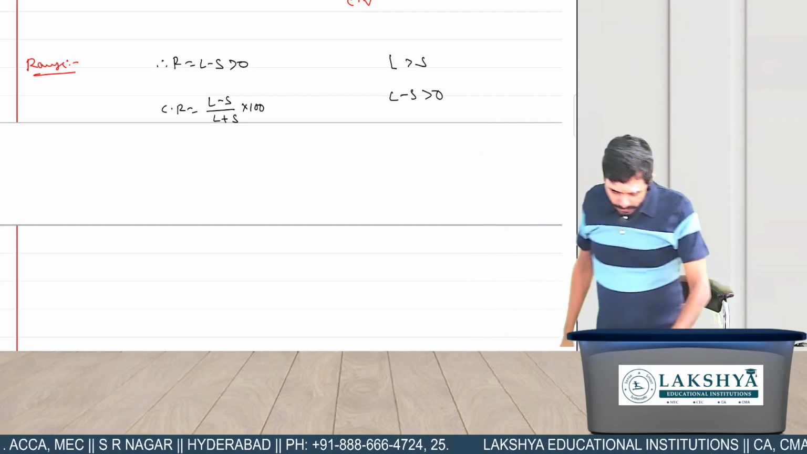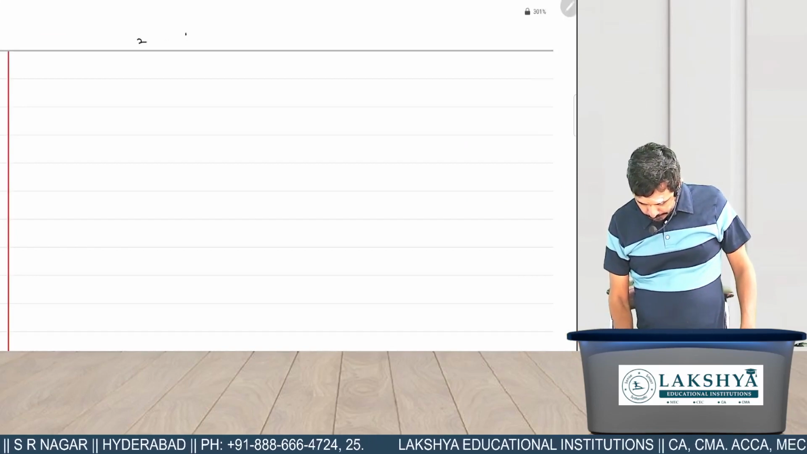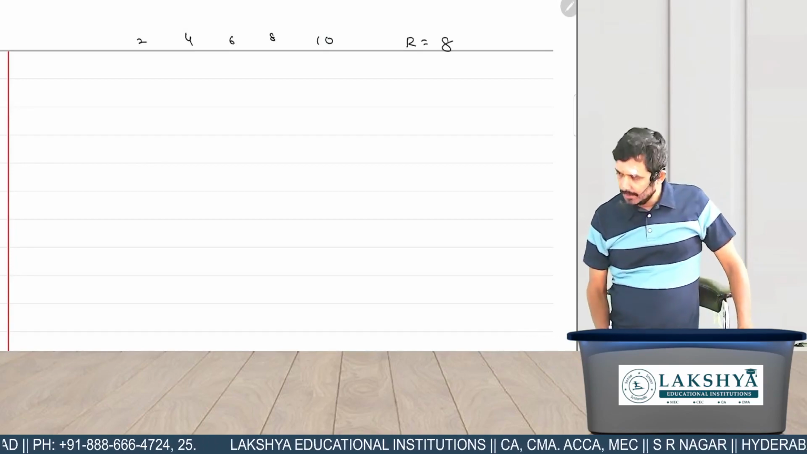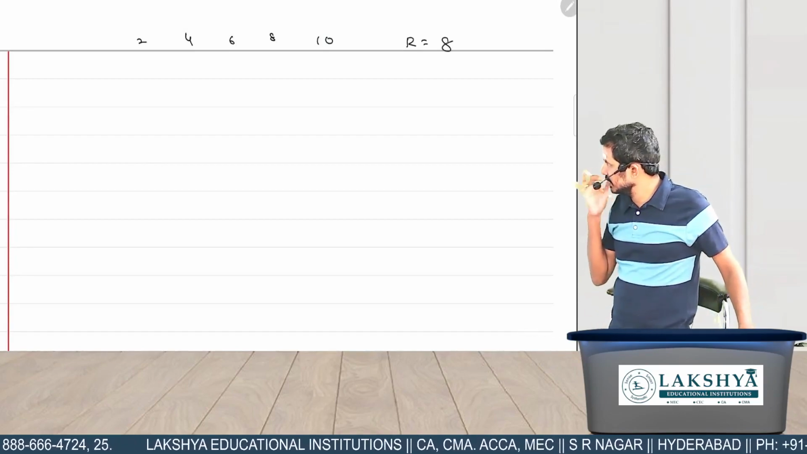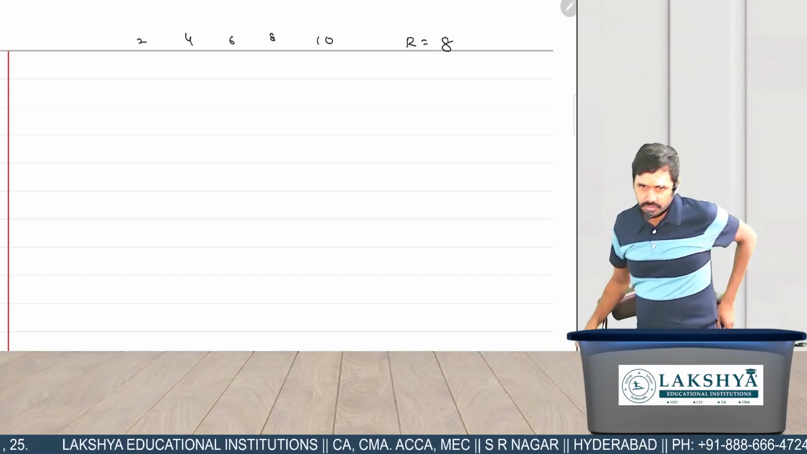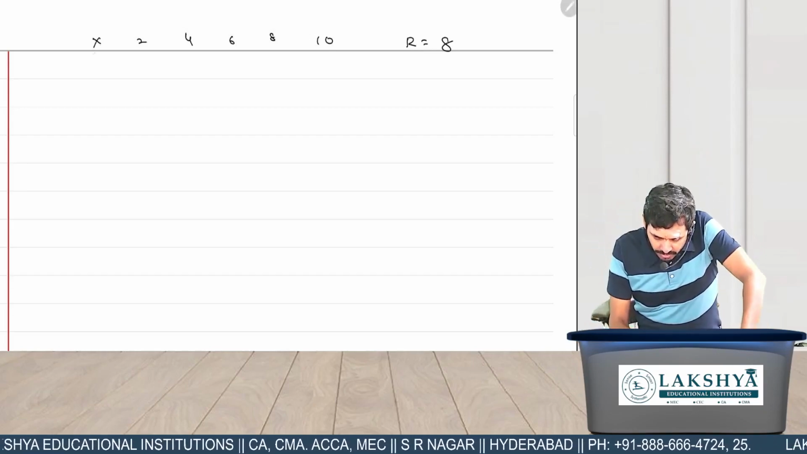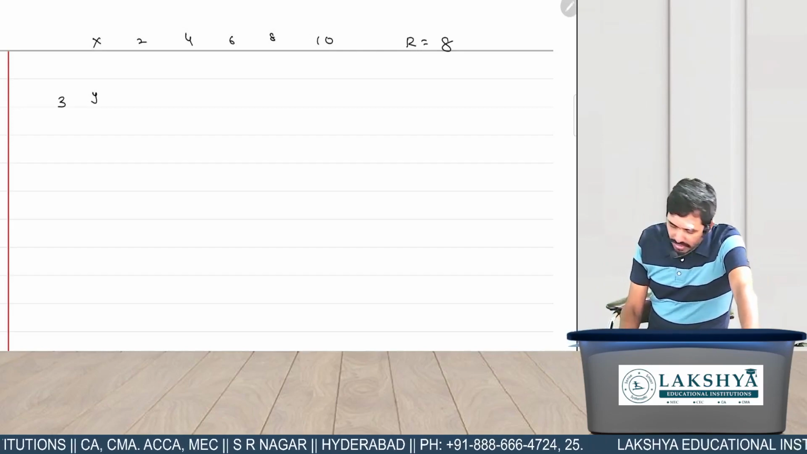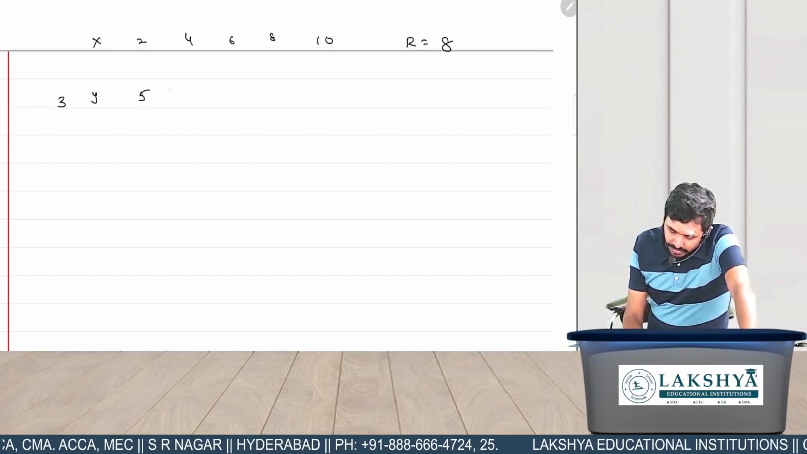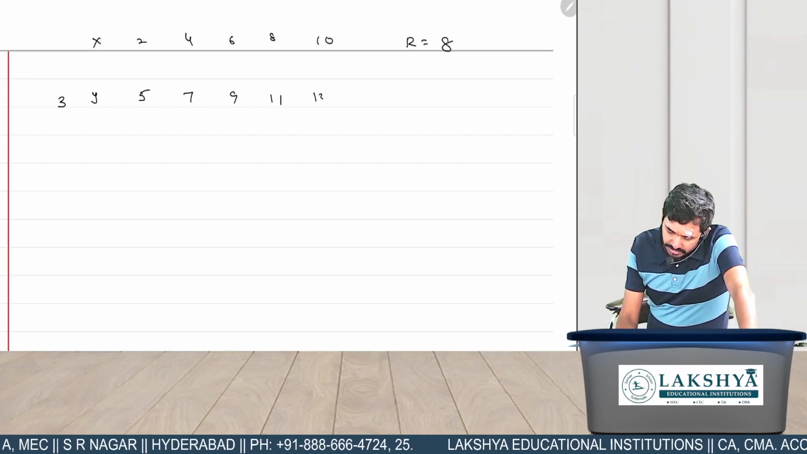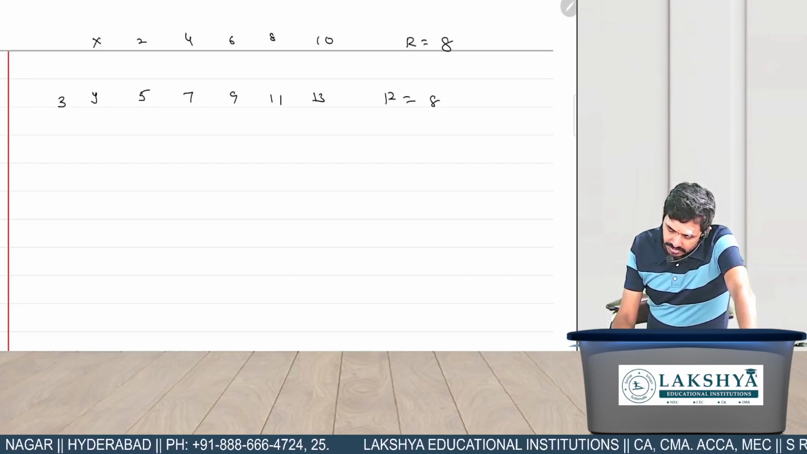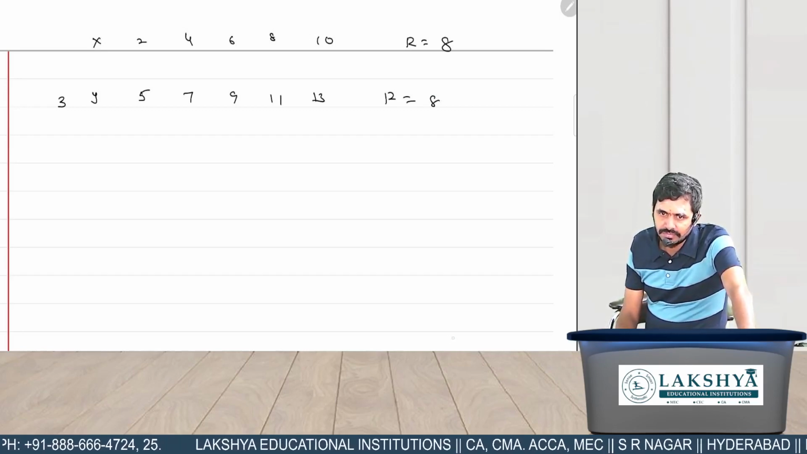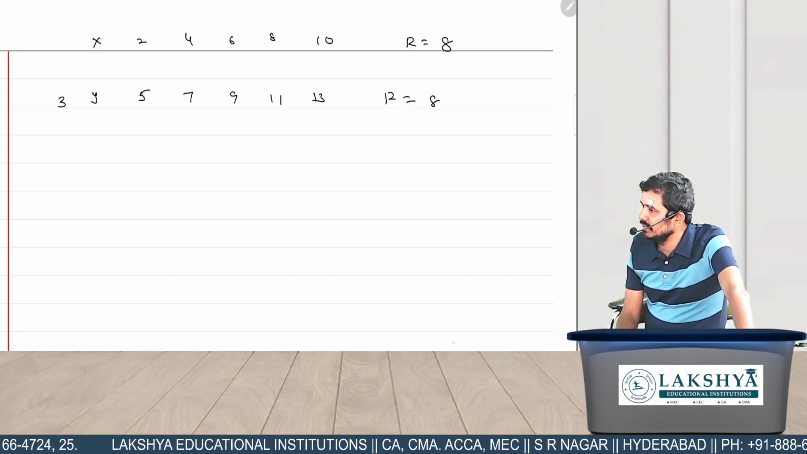All of you understand? See, for suppose, what is range? Range is 8, because the largest observation is 10 and the smallest observation is 2. Suppose we add 3 to each and every observation, and hence we get a new classification: 5, 7, 9, 11, 13. What is range? 13 minus 5 is nothing but 8, and range does not change due to change of origin.